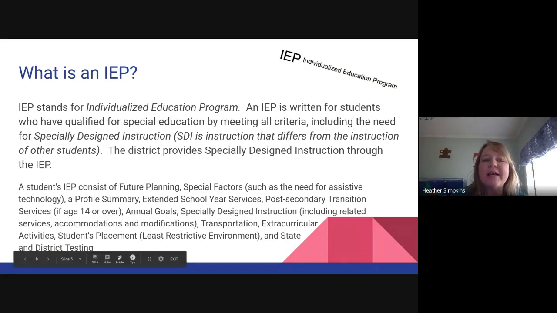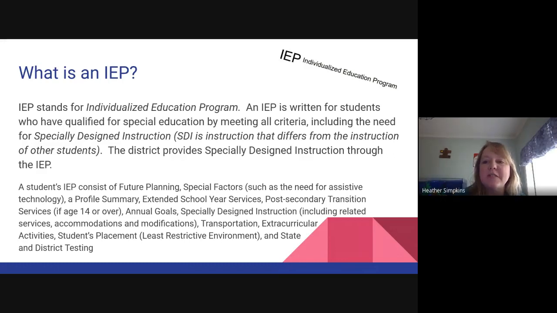So first, what exactly is an IEP? An IEP stands for an Individualized Education Program. An IEP is written for students who have qualified for special education by meeting all of the criteria, including the need for specially designed instruction. And you'll hear me refer to that as SDI. And SDI is instruction that is different from instruction that other students receive. So we provide specially designed instruction through the student's IEP.